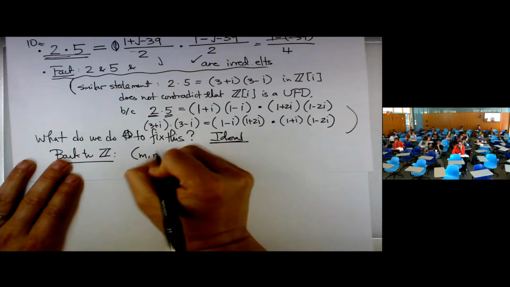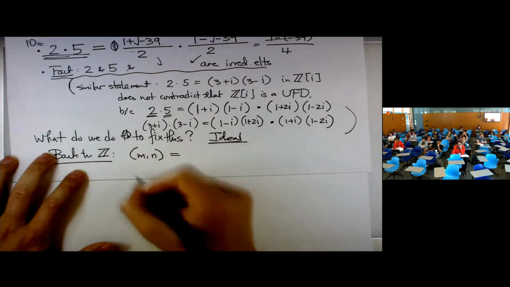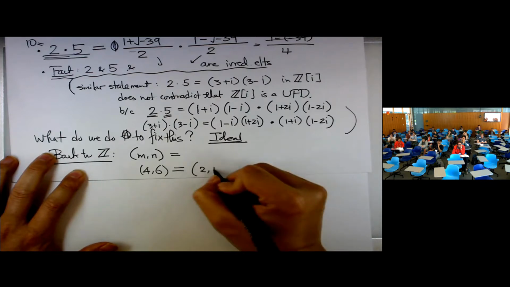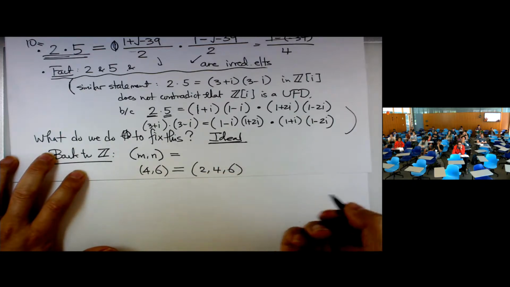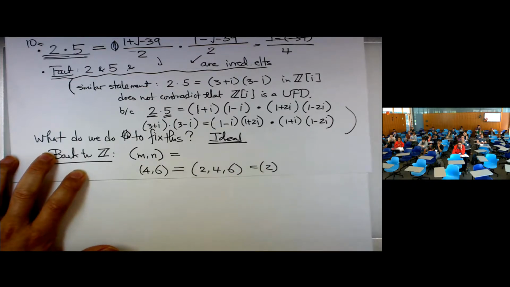So what's the ideal generated by two integers, m and n? Well, just think about this. What's the ideal generated by 4 and 6? In 4 and 6, of course, there's a 2 there. The ideal is closed under addition, so that's definitely 2 there. Once you have 2, you don't need 4 and 6 because they are just multiples of 2. So it's just the same as 2.